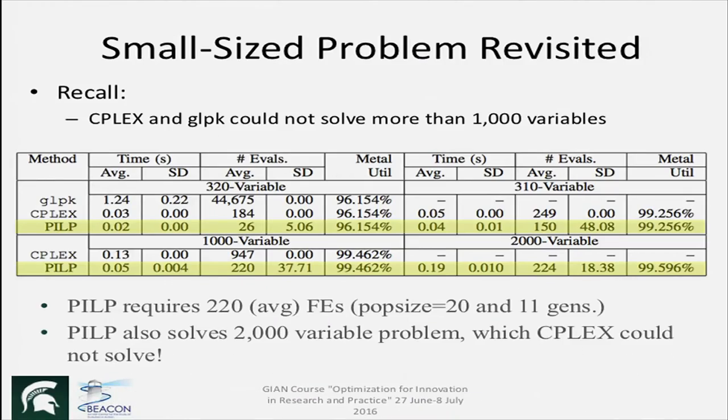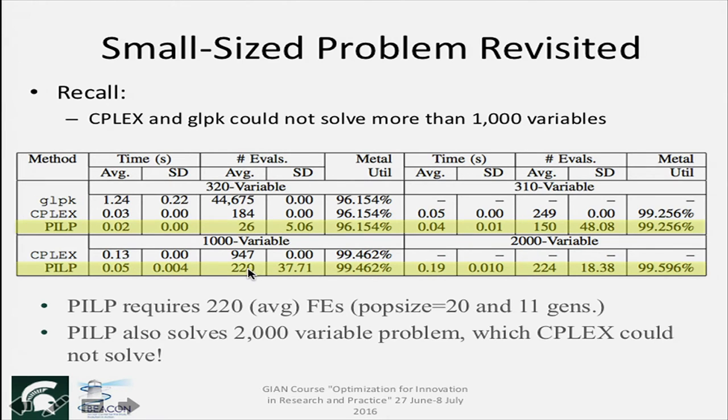Okay, so let me now go back to that small size problem that we did. I showed you the result for GLPK, CPLEX, and there was a cover on it. I didn't want to show the results then, but now I want to show you the result. 320, well, 0.01 seconds better with CPLEX, but look at the function evaluation. Same accuracy, right? 310, again, 0.101 second better, but look at the function evaluation, almost half, okay? And the same accuracy.